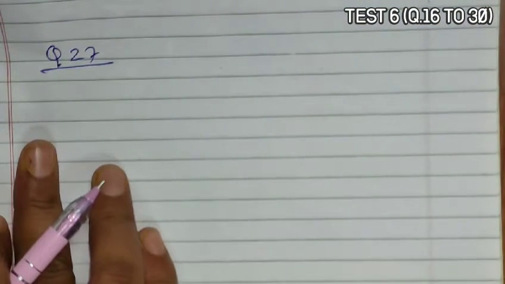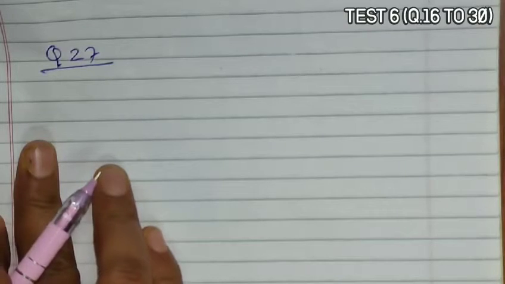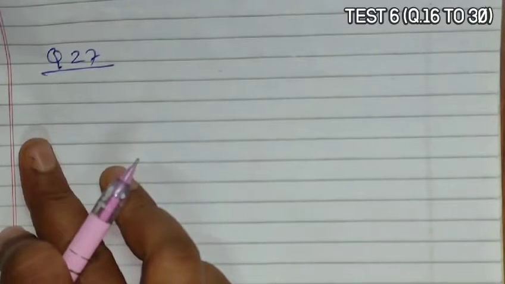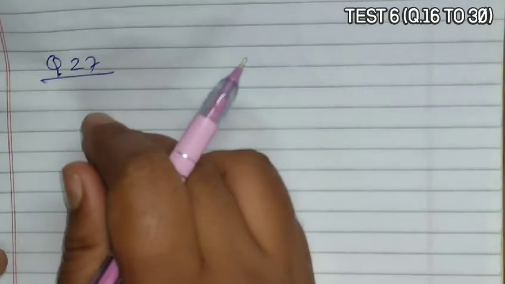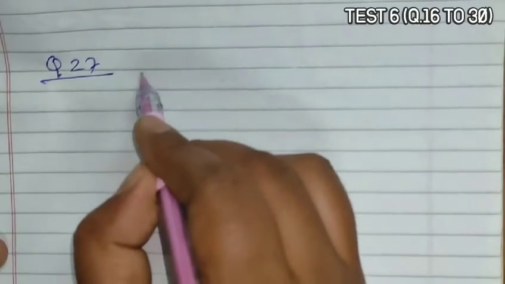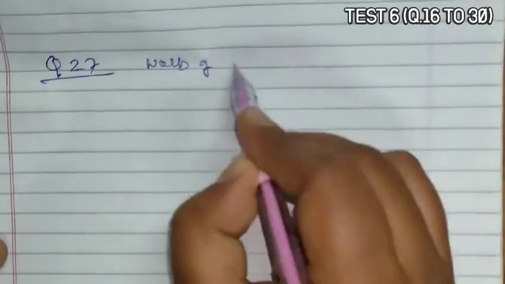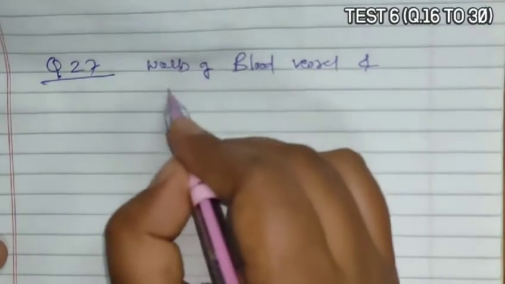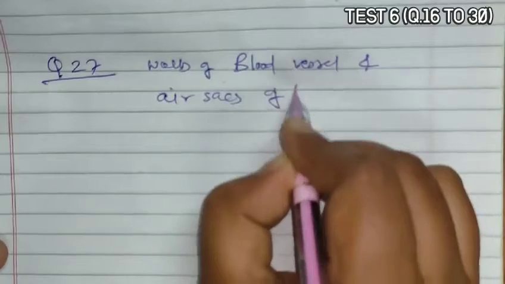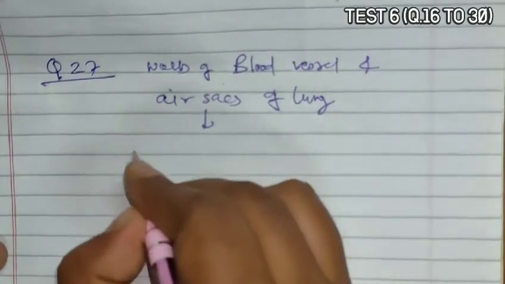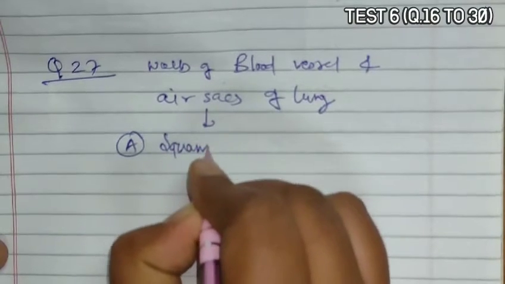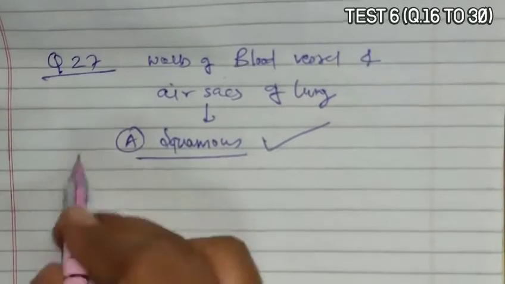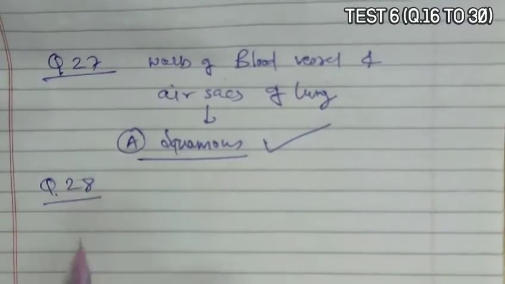Next is question 27. Question 27 asks which type of cells are found in walls of blood vessels and air sacs of lung. Remember that in the walls of blood vessels and air sacs of lung, option A, squamous epithelium, is found. So question 27, A is the correct answer.